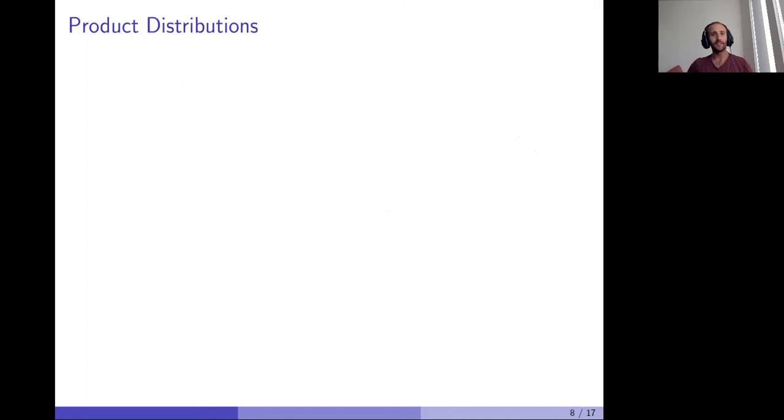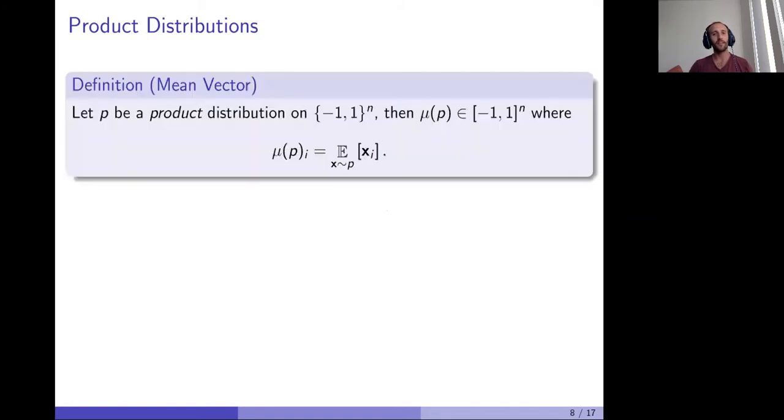Okay, so that being said, let's first talk about what happens for product distributions. And the main reason why product distributions are nice is because we have this definition of the mean vector, which pretty much captures everything we need to know about a product distribution. So the definition is the following. If P is a product distribution supported on {-1, 1}^n, then I'll call mu_P the mean vector. This is a vector in [-1, 1]^n, where each coordinate of the mean vector is given by the expectation of x_i, where x is sampled according to the distribution. In some sense, mu_P simply cares about the marginal distribution and puts the expectation of the value in [-1, 1].